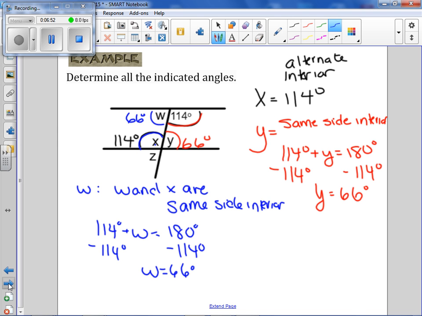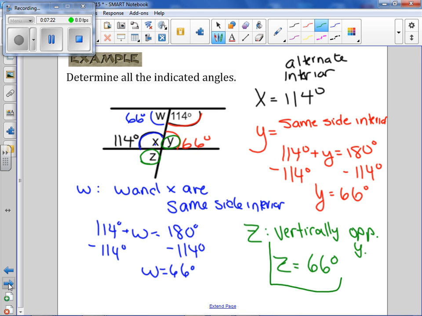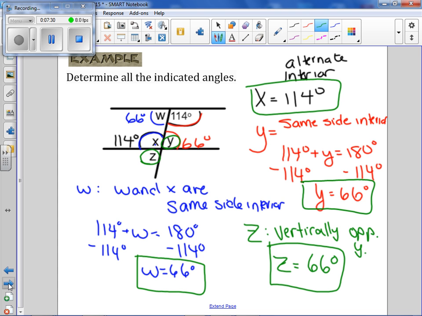The last one, Z. I need something that works with Z. If I circle Z, Z can be vertically opposite of Y. Z is vertically opposite Y, which means they're equal, which means that Z has to equal what Y is, which is 66. Again, there's always more than one way to find these answers. However, you should get the same answers that were here, even if you did them a different way.